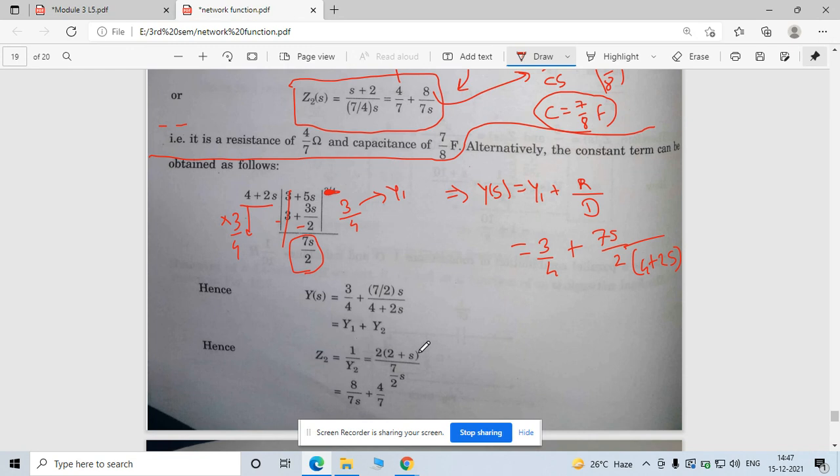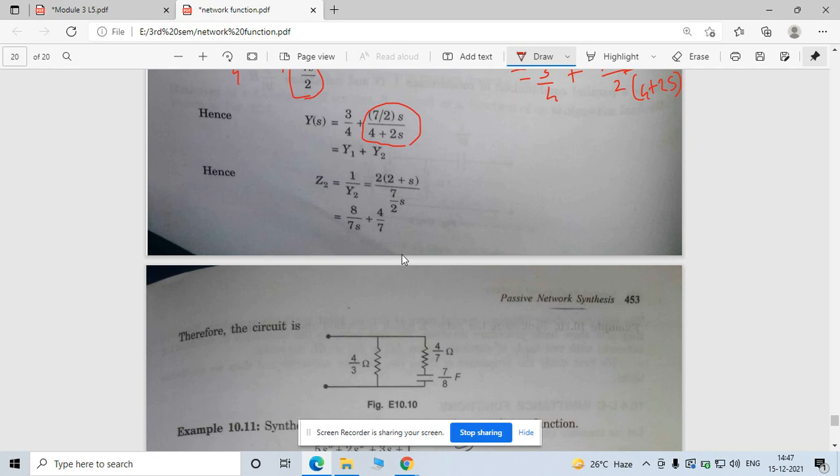So this represent y1 plus y2. Now how to find out this z2 is simple, reciprocal this y2 term. So you will get z2. Now why we are going to reciprocal this term? Now see, when you reciprocal this, you can easily separate out this term, right, into two format. So when you separate out this, you will get 8 by 7 plus 4 by 7. Now this is a series combination of two element. This is a c, right, and this is an r element, right? This is a r and this is a c.